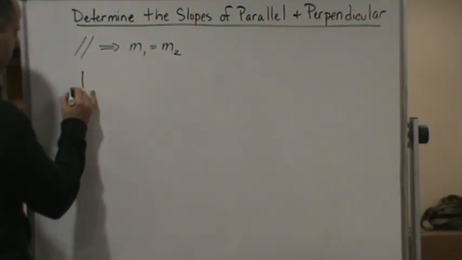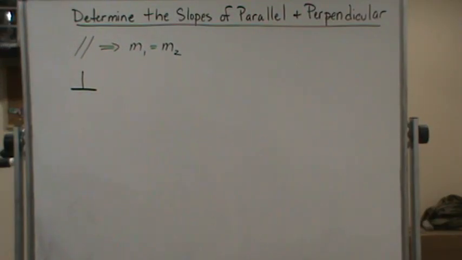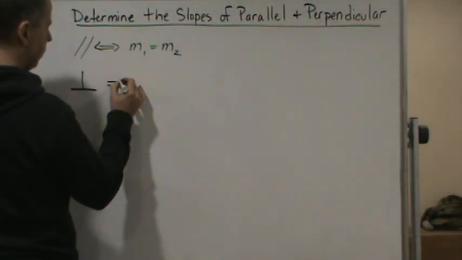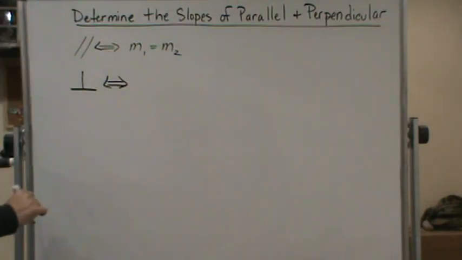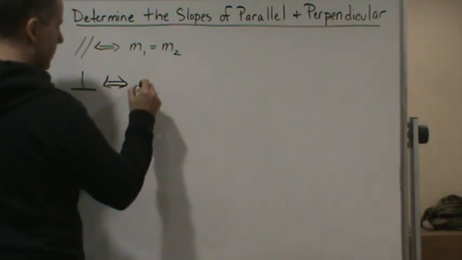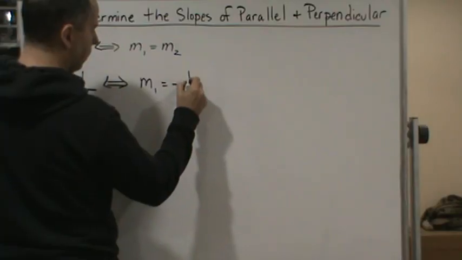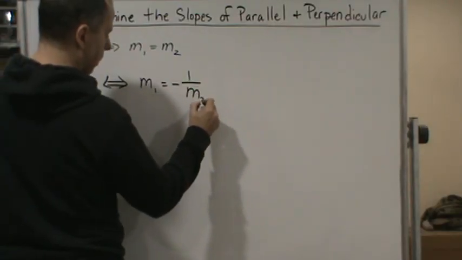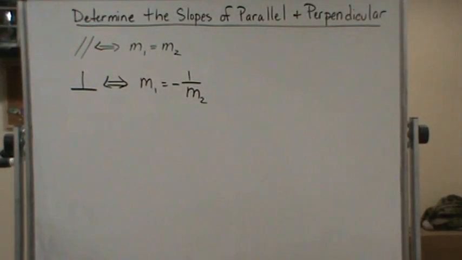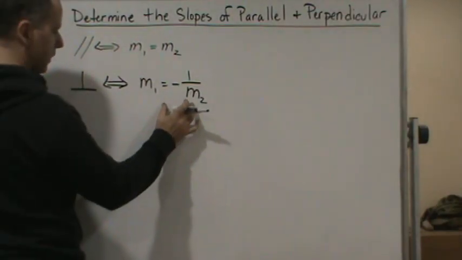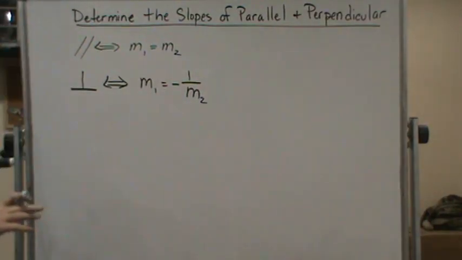Now, what about perpendicular lines? Perpendicular lines are lines that intersect at right angles. If you have perpendicular lines, then what must be true is that one slope is going to be the negative reciprocal of the other slope. So if you have perpendicular lines, then you know that the slopes must be negative reciprocals of each other.